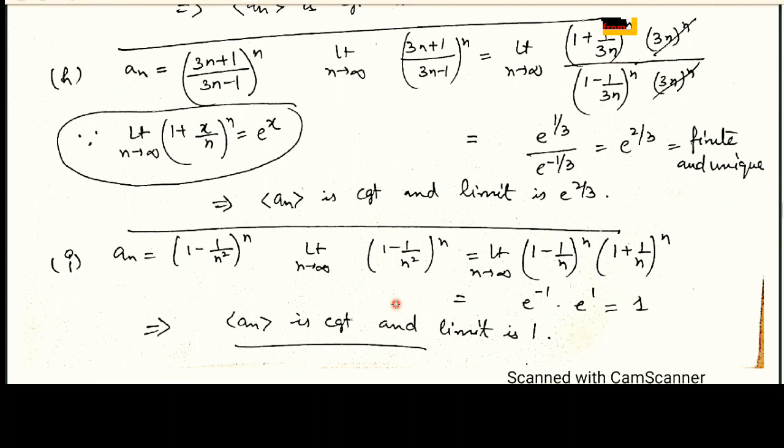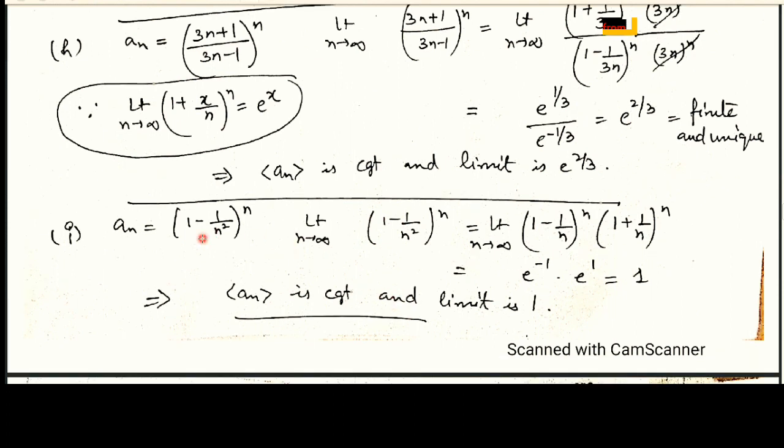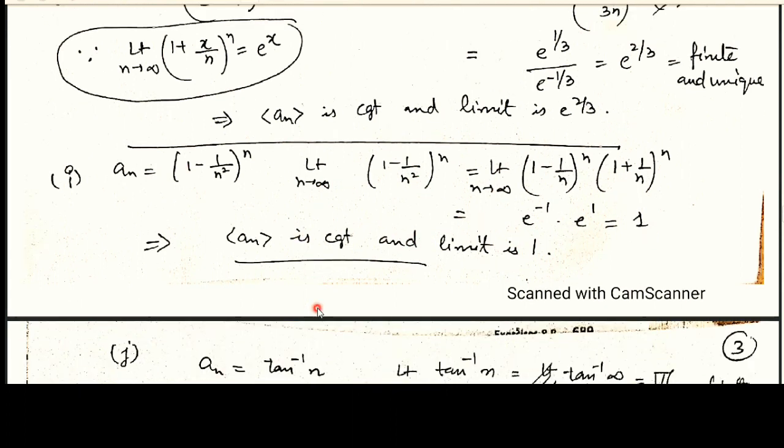The same way we can do the ith part. We can make the factors over here. 1 minus 1 over n square can be written as (1 minus 1 by n) into (1 plus 1 by n). So again we can use this standard limit. It is converging to e to the power minus 1. It is converging to e to the power 1. So that is 1. So this sequence is convergent and the limit is 1.